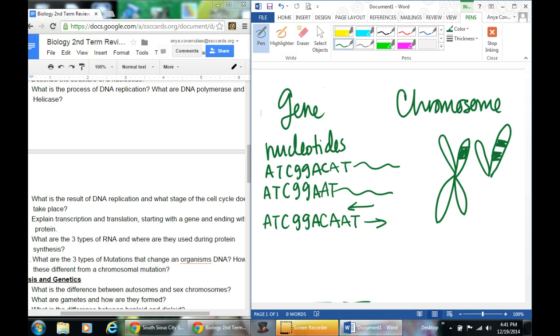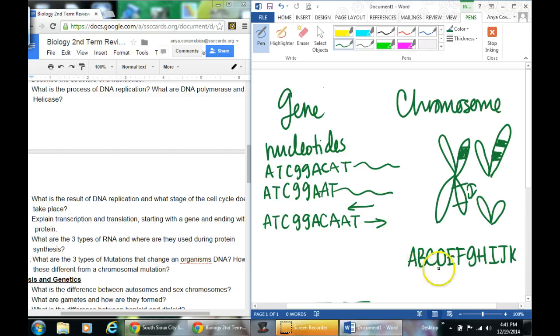You can also have, so we have duplicated, we also have something that could be deleted. So then maybe this green section is deleted, so then the top of your chromosome is shorter because that section is missing. You could also have what is called an inversion, and so this whole section gets flip-flopped and turned upside down. And I think on the test we had it like as A, B, C, D, E, F, G, H, I, J, K. And so if this was the different genes of a chromosome, this part could be deleted. So we'd have A, B, C, G, H, I, J, K. So we'd see that was a deletion.